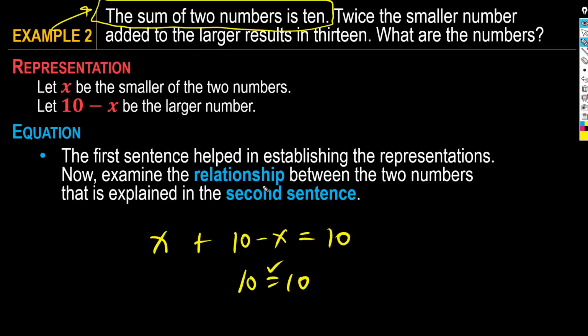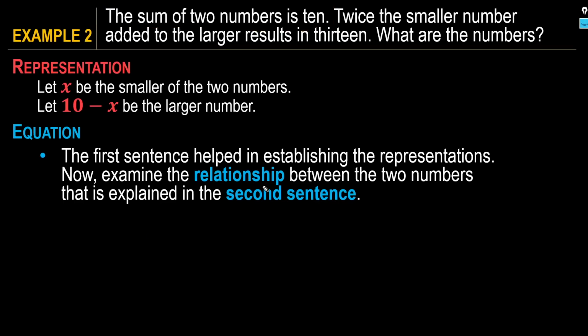In such cases, typically naman talaga, there are two or more relationships explaining the problem, which is true in this case. The first sentence already helped us in setting up our equation, our representation. I'm not going to use that for my equation anymore. I'll use the second sentence. Look at this. Twice the smaller number added to the larger results in 13. Yun yung gagamitin ko. Okay?